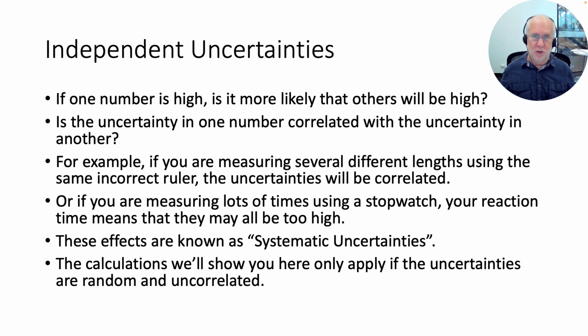If, on the other hand, the ruler is accurate, but you're just not able to see exactly what the length is, that's a random uncertainty. It could go up or it could go down. So it's really important to think, are my uncertainties random? If one number is high or low, could the other one also be high or low? Or are they correlated? If one's high, they're probably all high.